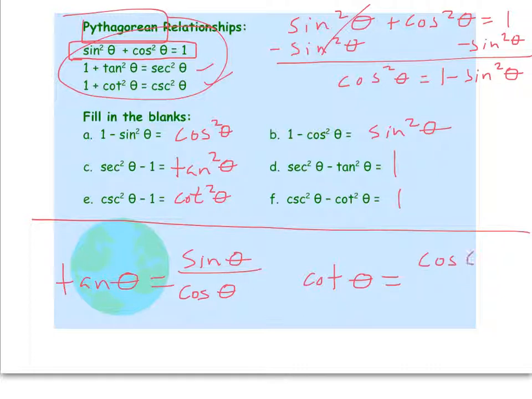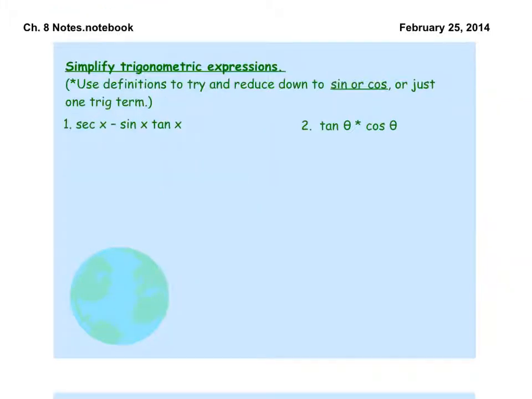Cotangent, it's just flipped. Cosine over sine. So here we have a pretty good start with 5 different identities that we can use to simplify expressions. Well, here's what we need.